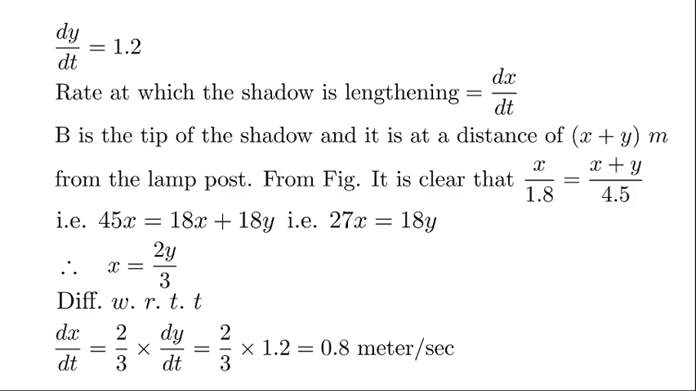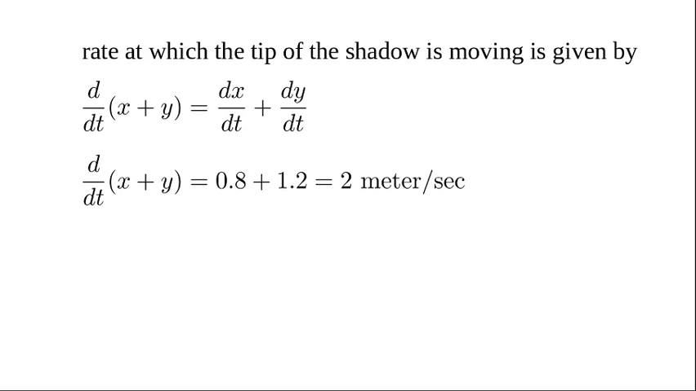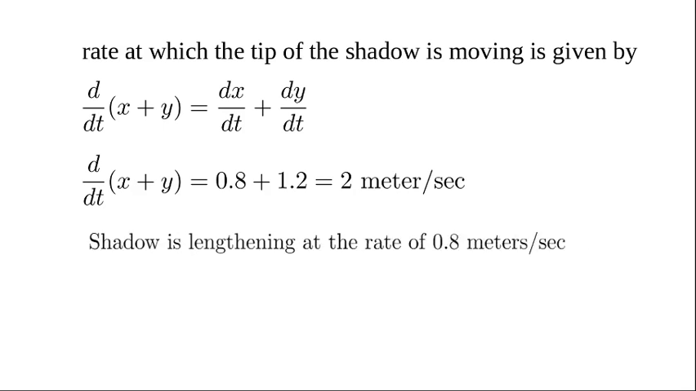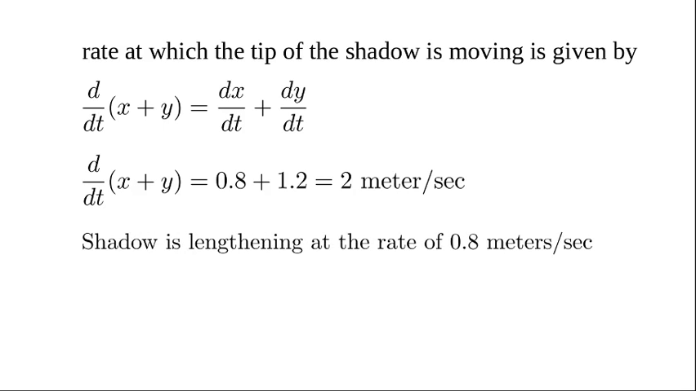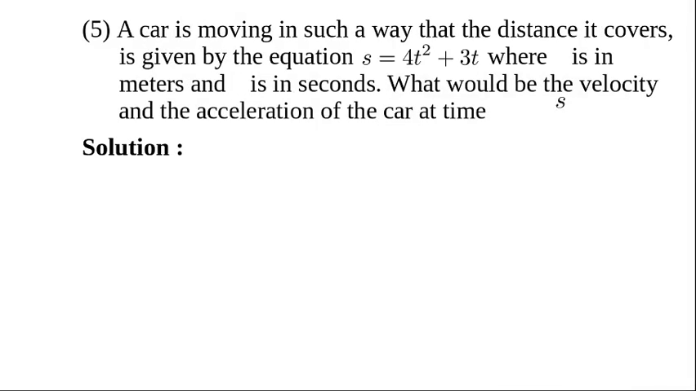That means the rate at which the shadow is lengthening is 0.8 meters per second. Now the rate at which the tip of the shadow is moving is given by d by dt of x plus y. That's equal to dx by dt plus dy by dt. That's equal to 0.8 plus 1.2 equal to 2 meters per second. Therefore the shadow is lengthening at the rate of 0.8 meters per second, and the tip of the shadow is moving at the rate of 2 meters per second.